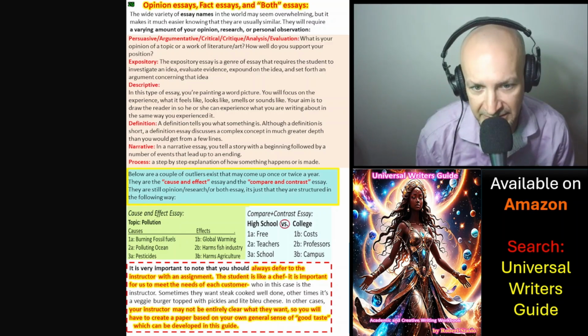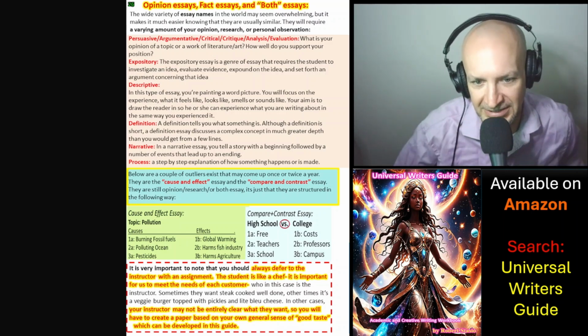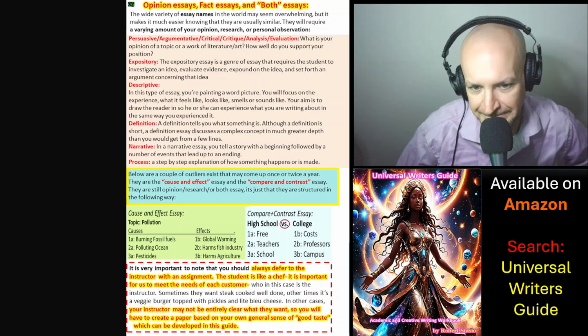Anyways, in the blue box, there's a couple other ones to be aware of that will definitely cause intimidation if you don't have a good idea what's going on. That's the old cause and effect essay. But you see, it'll fit in the outline in the green box, to the left there. If the topic is pollution, we have 3 causes. Cause 1, burning fossil fuels. Cause 2, polluting the ocean. And cause 3, pesticides.